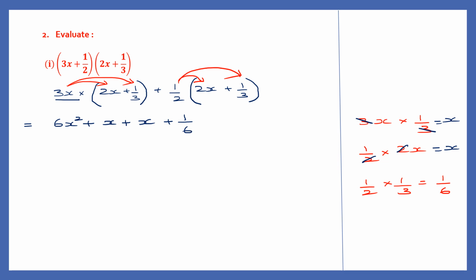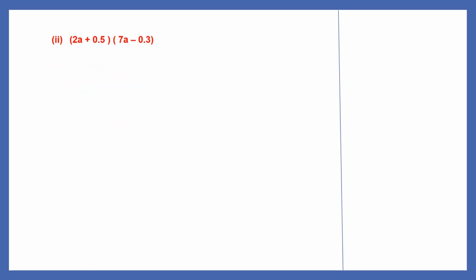So now I have two like terms here which I can work on. As I simplify, the rest of it will remain the same. So 6x square plus 2x plus 1 by 6. So this is our answer. So when you cannot use an identity, do normal multiplication of binomials.